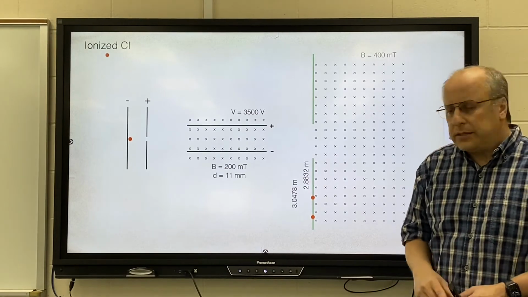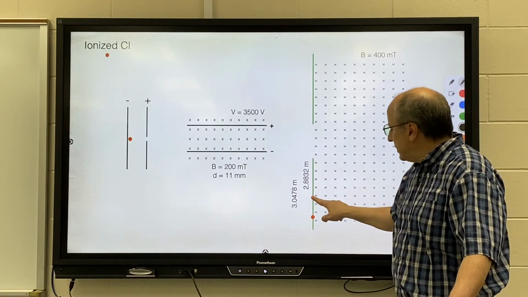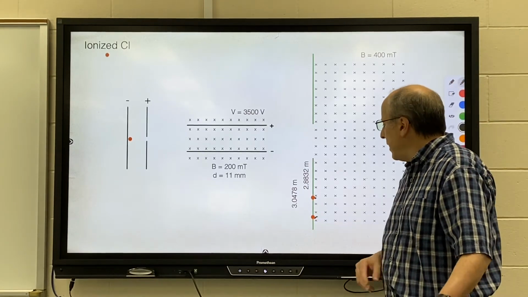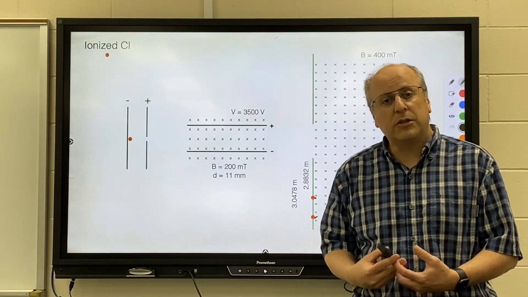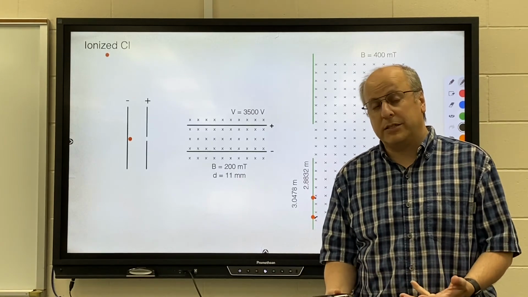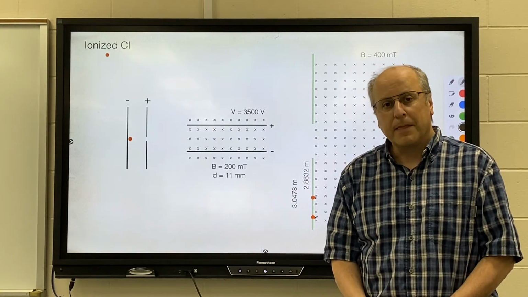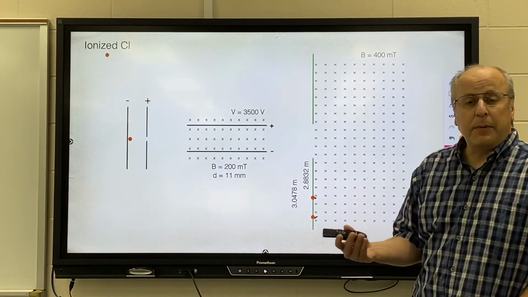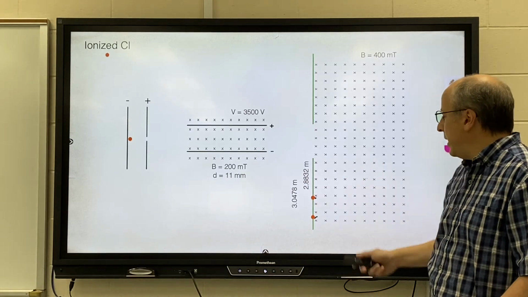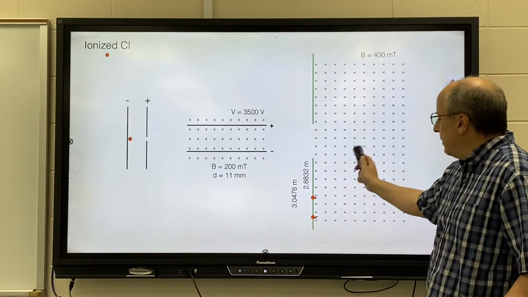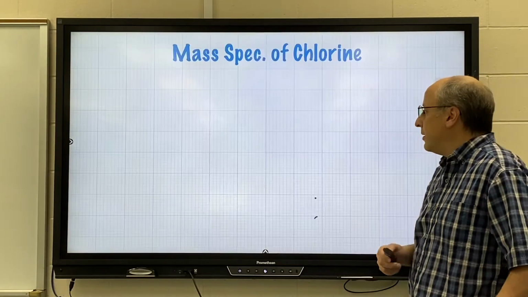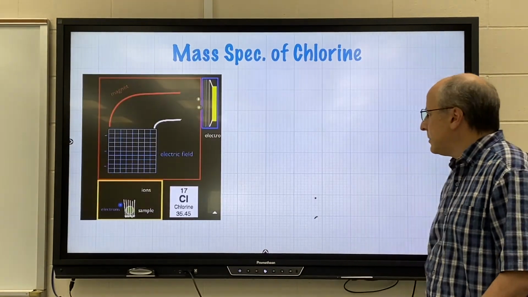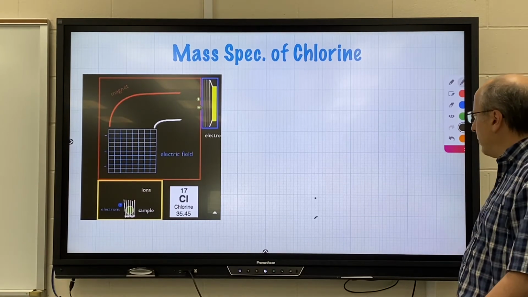When you do this, sometimes you'll see that one of these dots gets a lot more hits than the other. The reason for this is that the two isotopes, or more isotopes for some elements, are not found in the same abundance. With chlorine, we have two different isotopes. One of them is going to be more prevalent than the other. You might have learned this when you were taking your AP Chemistry class.